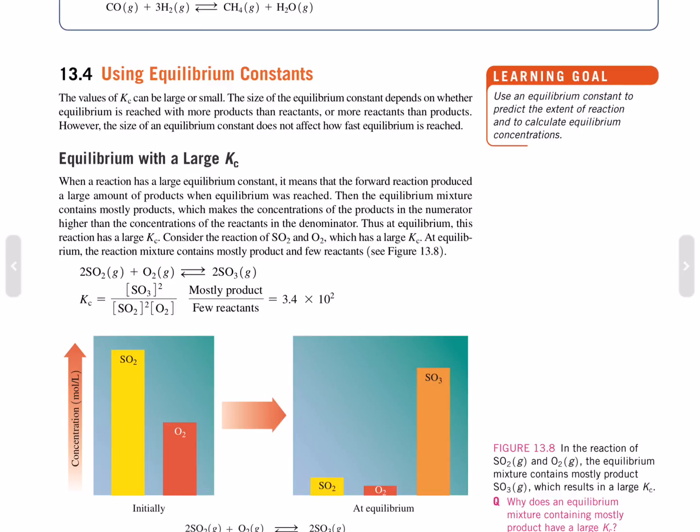Consider the reaction of sulfur dioxide and oxygen, which has a large K sub C. At equilibrium, the reaction mixture contains mostly products and a few reactants. See Figure 13.8. In the reaction of sulfur dioxide and oxygen, the equilibrium mixture contains mostly products, SO3, which results in a large K sub C.